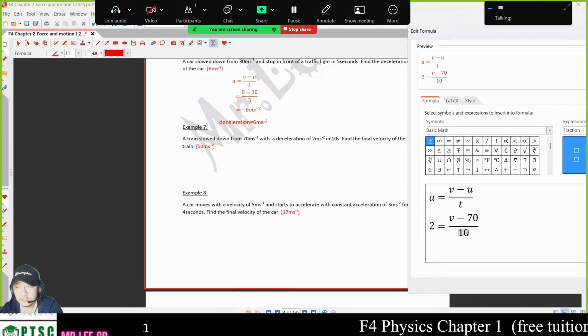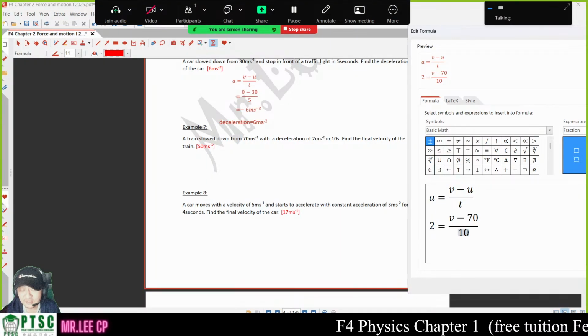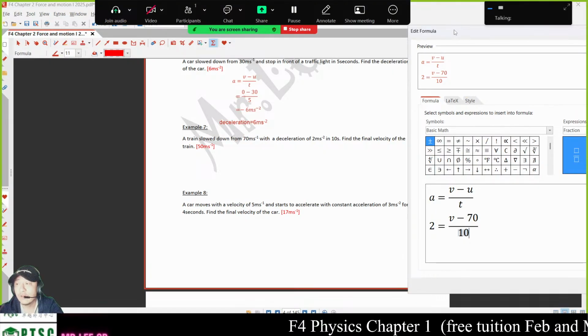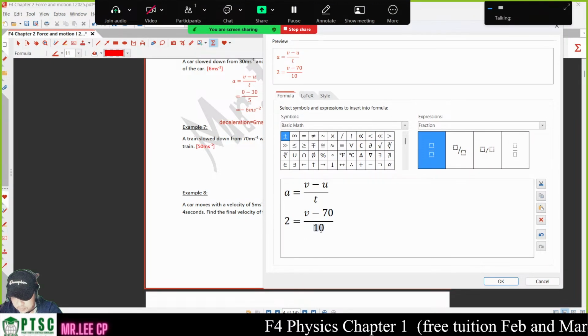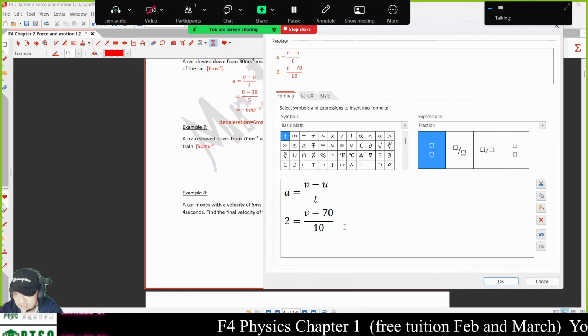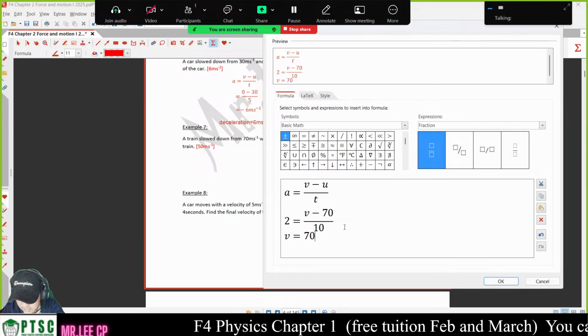Now this question, I purposely do it wrongly. The answer is wrong if I do it this way, and I still continue to do it. So 2 times 10 is 20. 20 plus 70. So my final velocity is 90.